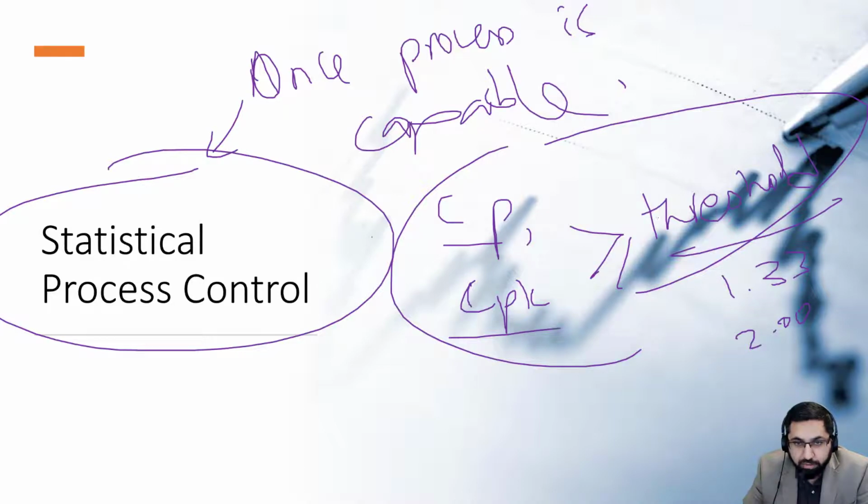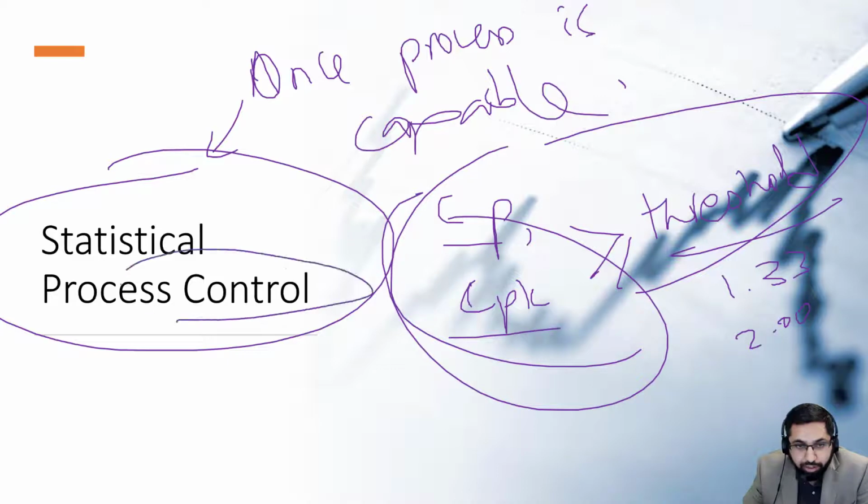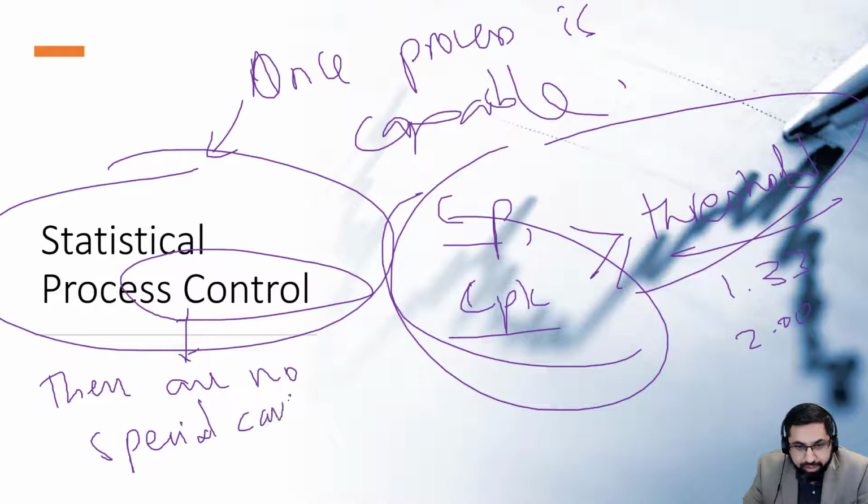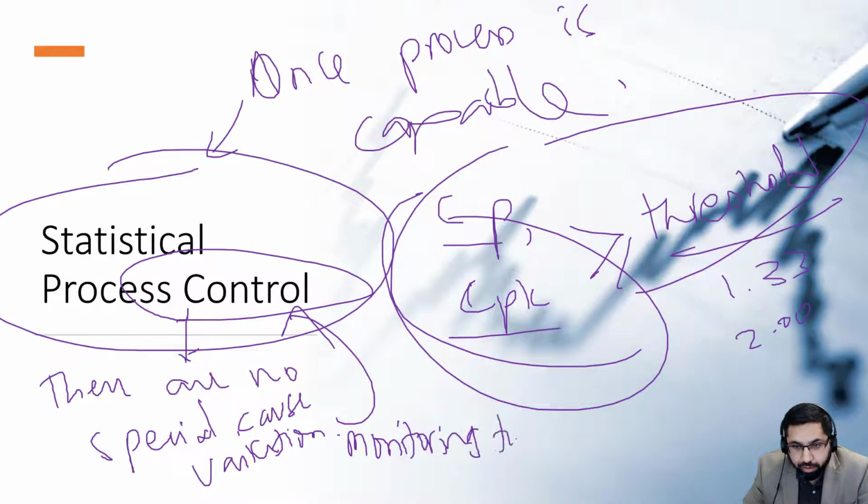Now the question becomes, you have a capable process which is going to produce good output. How do we keep the process in control? What does it mean to be in control? In control means there are no special cause variations. Okay, there's nothing messing the process up. Okay, so statistical process control is a monitoring tool. It's a monitoring tool.